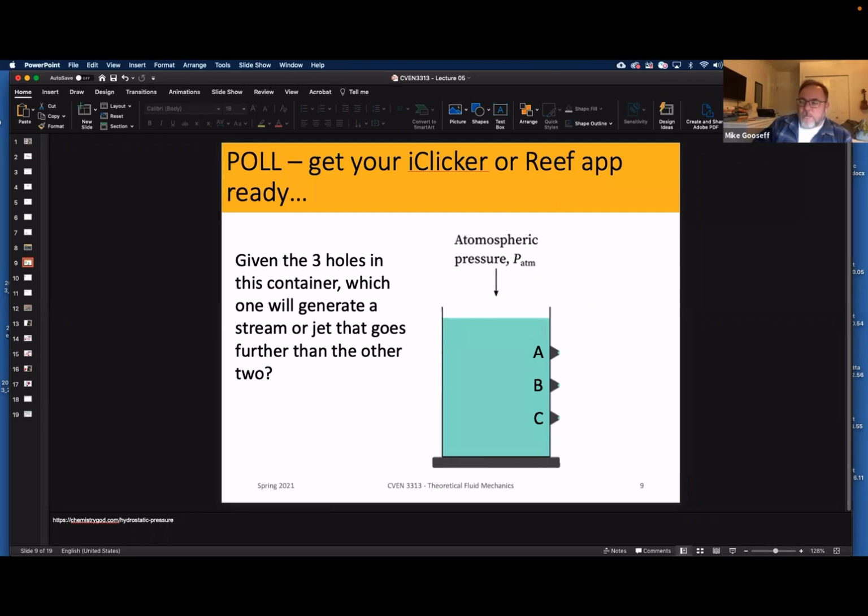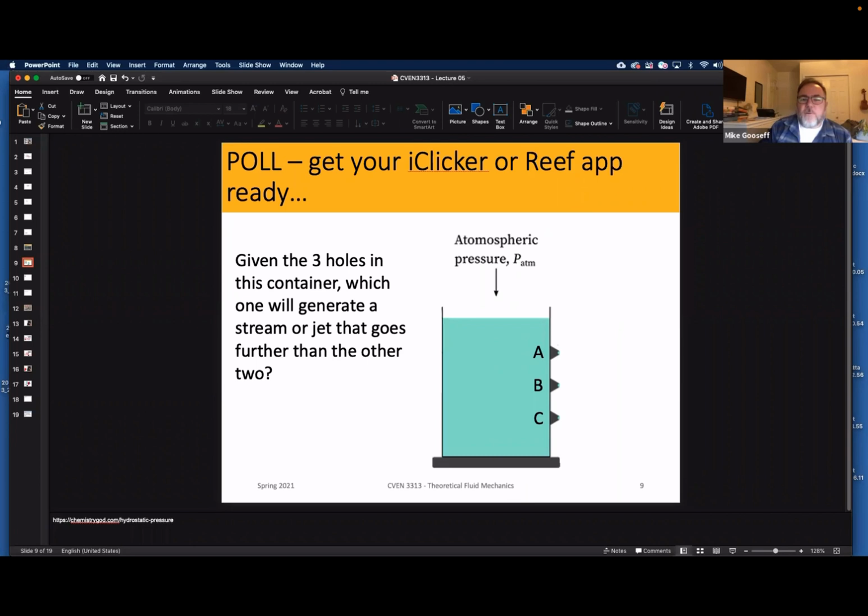And we're going to assume, by the way, that A, B, and C, the holes, those little triangles, which are actually called jets in this case, are like manifolds. But in any event, we're going to assume they're all the same. This isn't a trick question about them being different sizes or something. If all of the holes out to the atmosphere were the same, which one would have the greatest stream that would go further than the other two? All right, we're at 91 responses.